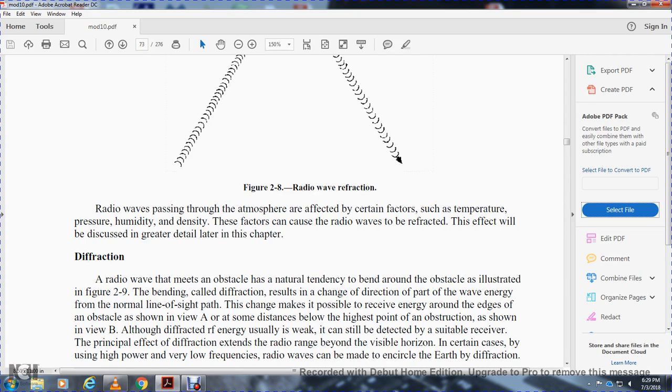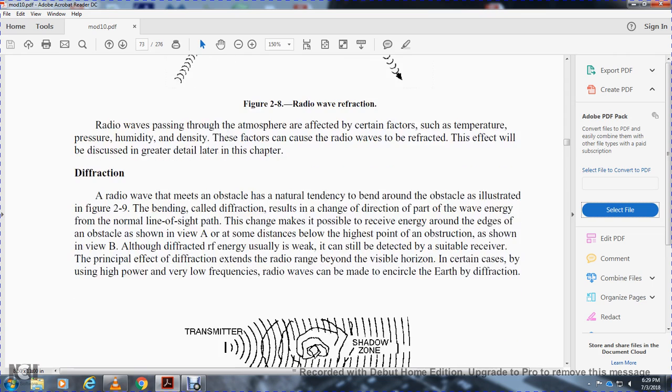These factors can also cause the radio waves to be refracted. The effects we will discuss in greater detail later in this chapter.